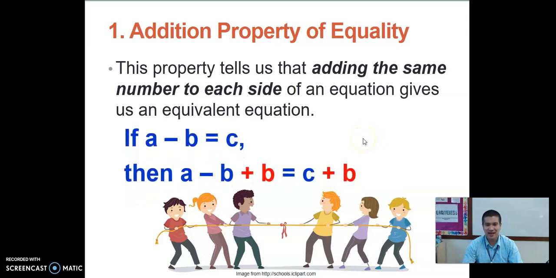So it says that if A minus B equals C, then A minus B plus B equals C plus B. If it is negative B, you add a positive B. And when you add on the left side, you add as well on the other side, which is the C part.